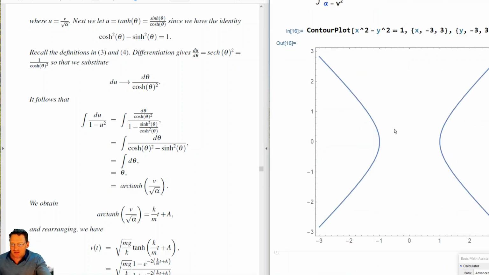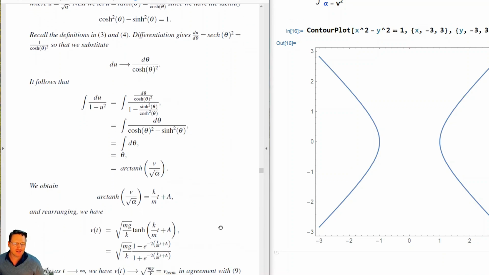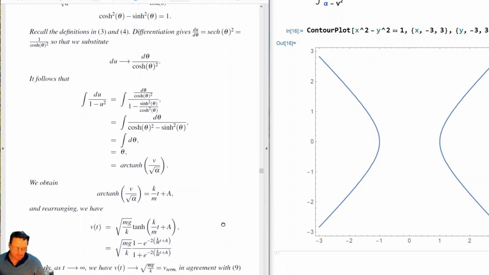And so you can see there's a hyperbola there, right? So that's why we call these hyperbolic functions. All right, anyway, so we set u equal to tanh, but we've already done this in the previous session, I believe, so we can just gloss over the details here. We found that this integral is arctangent of u, which is v over root alpha.